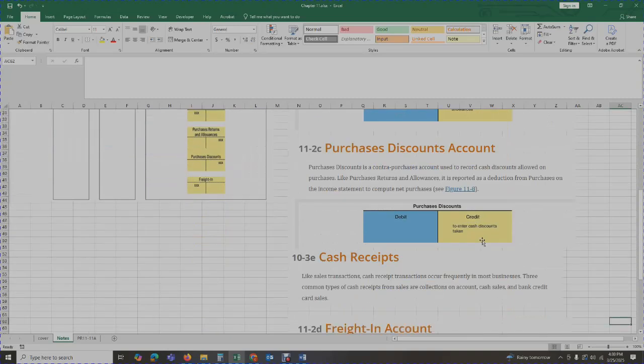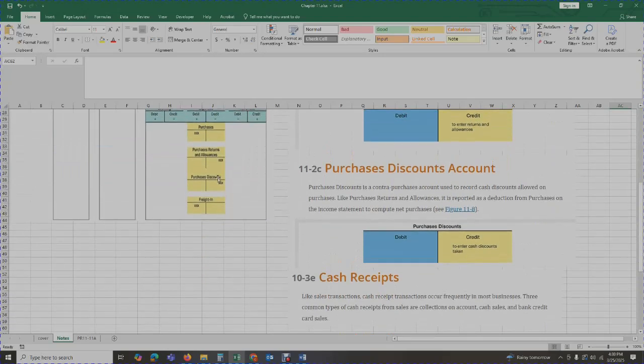Okay. We also have purchases discounts. Purchases discounts is once again a contra purchases account with a normal balance of a credit. Okay, so if a cash discount is offered and it's taken advantage of, then we're going to enter the cash discount taken on the credit side of the discount.